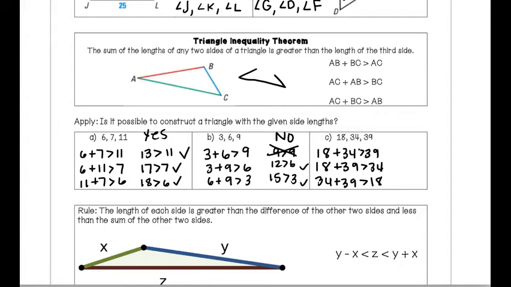So when we go ahead and double check these, we can see that 18 plus 34 is definitely going to be greater than 39. When I add them together there, I get 52 is greater than 39. Then I have 18 plus 39, which gets us 57, greater than 34. And our last one here, 73 is greater than 18. So all three of those inequalities were true, and we can say, yes, this set of sides would make a triangle.